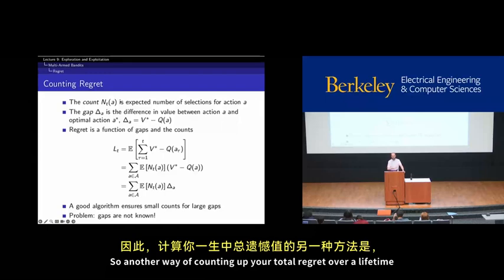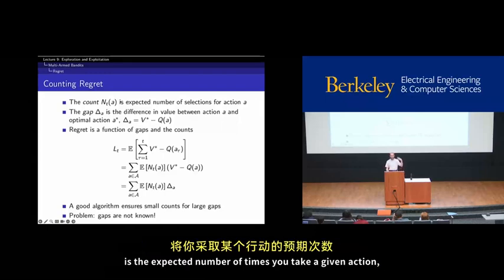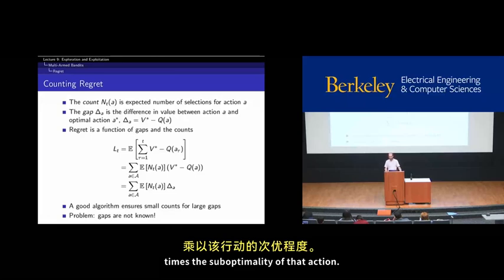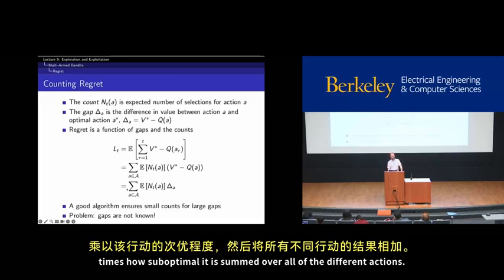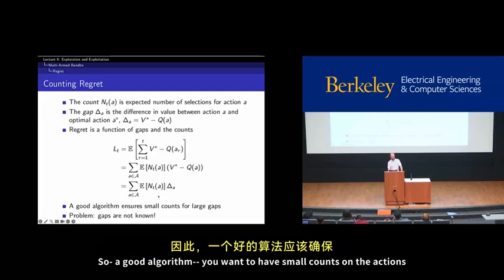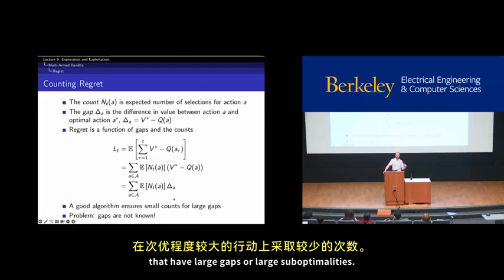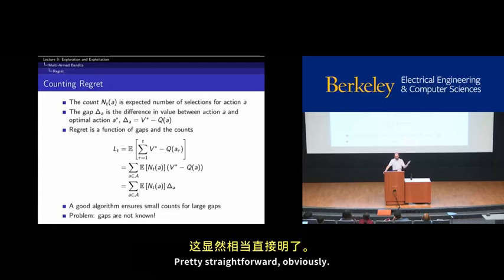The count is just how many times you took that action. So another way of counting up your total regret over a lifetime is the expected number of times you take a given action times the suboptimality of that action, summed over all of the different actions. So a good algorithm wants small counts on the actions that have large gaps or large suboptimalities. Pretty straightforward, obviously.